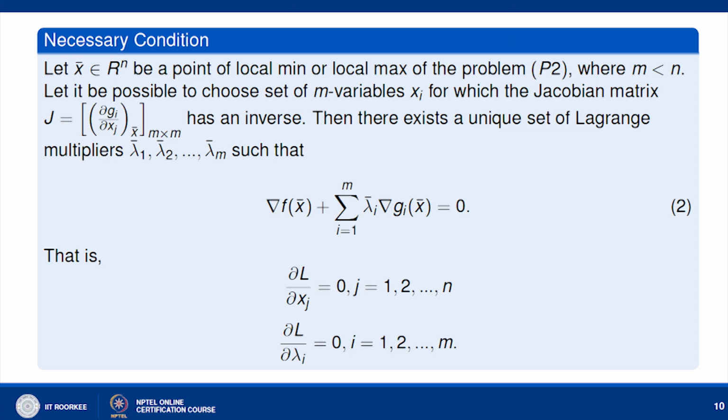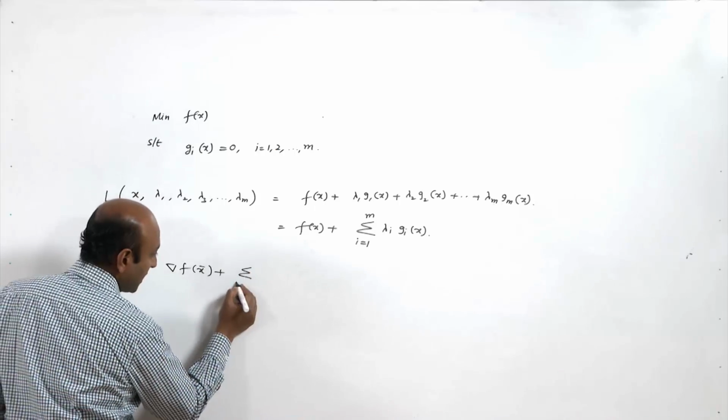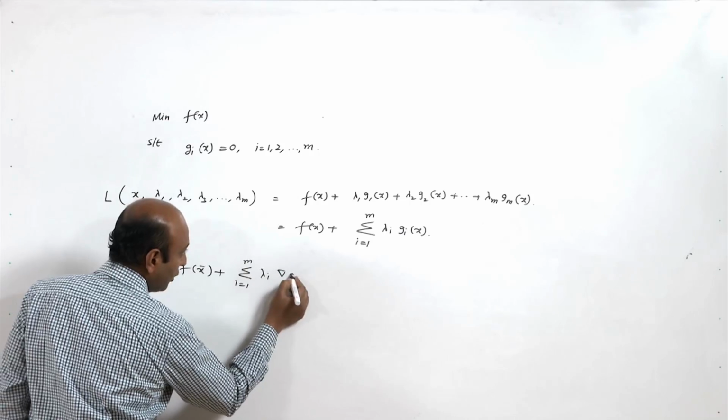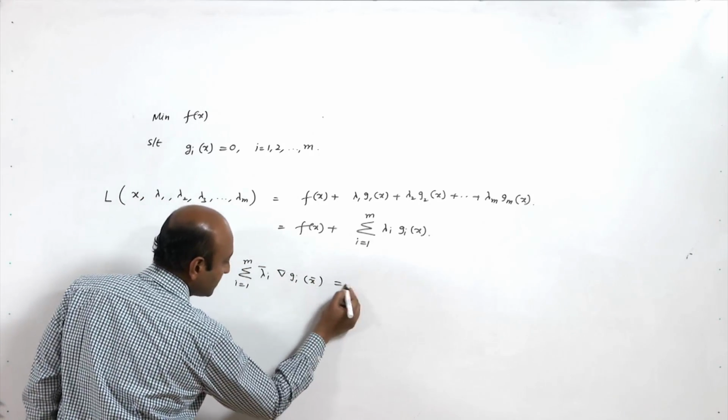Let it be possible to choose a set of m variables x_i for which the Jacobian matrix del g_i upon del x_j at x bar, which is of order m cross m, has an inverse. So, this condition is required in order to prove this. I am not discussing the proof here, I am just discussing the conditions. Then there exists a unique set of Lagrange multipliers lambda 1 bar, lambda 2 bar and so on, such that this condition holds. The necessary condition is del f(x bar) plus summation i from 1 to m lambda i bar del g_i at x bar must be 0.